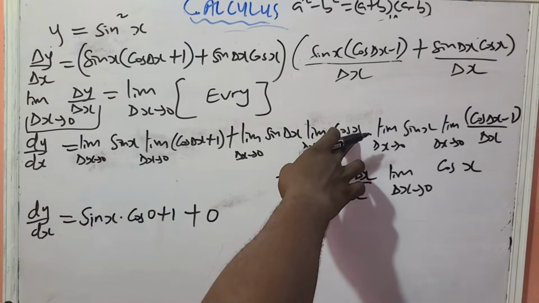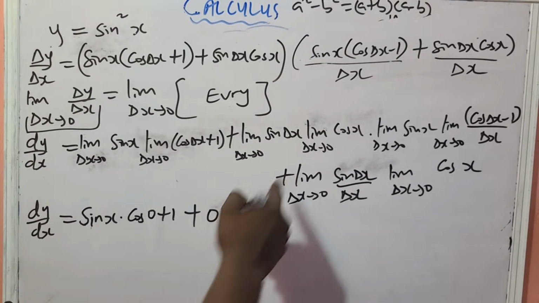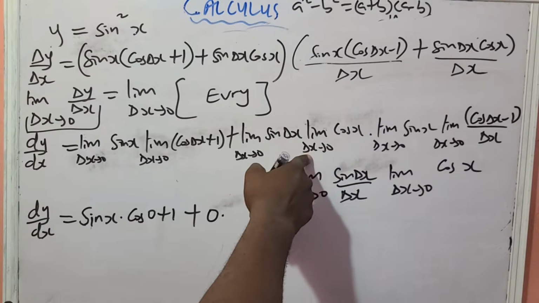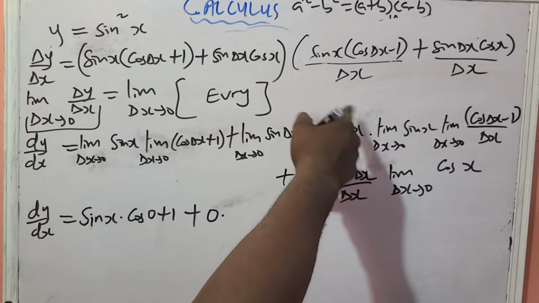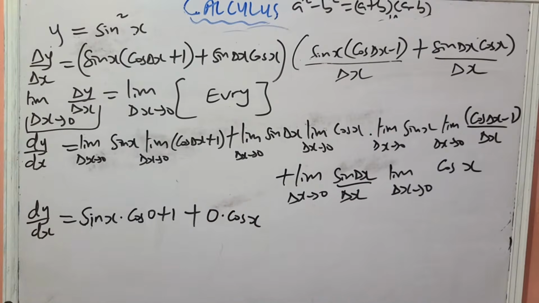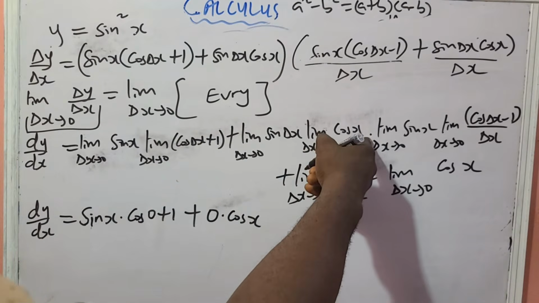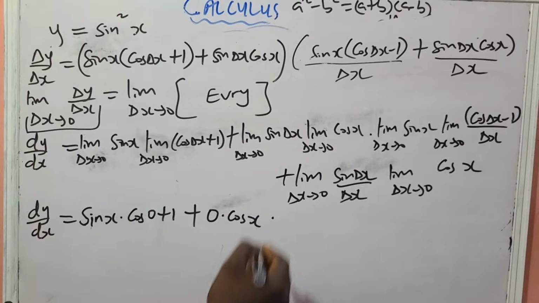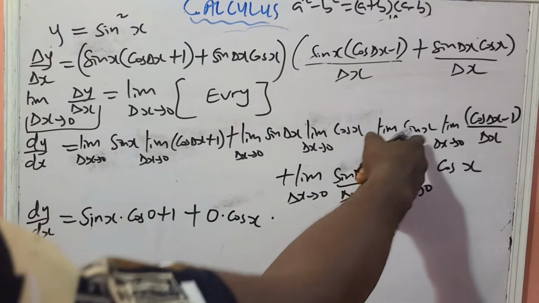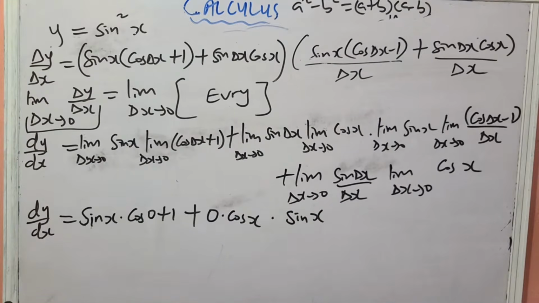So looking at this, there's a times here. This is change in x tending to 0 of, this is a constant because there's no change in x here. This will be cos x. Are you sure? I want to be sure you are following. This is how meticulous you have to be when solving. So there's a multiplication here also. Change in x is not here. So we're going to be having sine x.